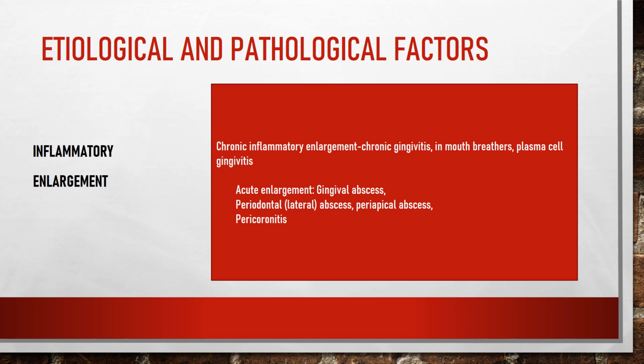The first and most important one is the inflammatory gingival enlargement. As we all know, the main etiology behind this is inflammation. It can be chronic or acute. Under chronic inflammatory enlargement, you can see chronic gingivitis, gingivitis in mouth breathers, or plasma cell gingivitis. Whereas acute gingival enlargement can be seen in gingival abscess, periodontal abscess, lateral abscess, periapical abscess or pericoronitis.